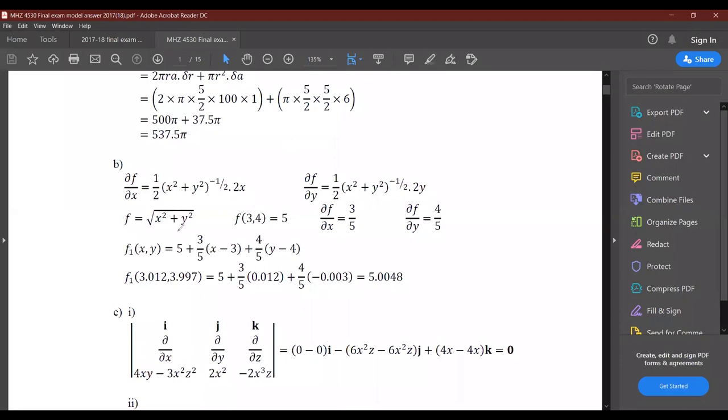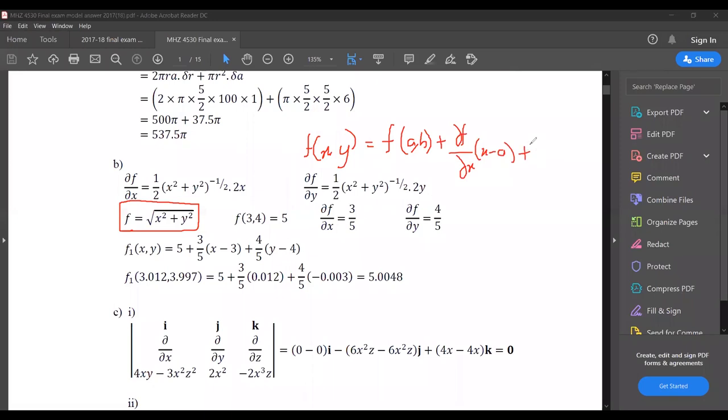So we have to write down the formula, the function f equal to root of x squared plus y squared. The Taylor polynomial, we know, f of x comma y is equal to f of a comma b plus the first derivative, del f over del x into x minus a, similarly plus del f over del y into y minus b. My writing would be somewhat unclear because I am writing with the mouse, so just ignore that.